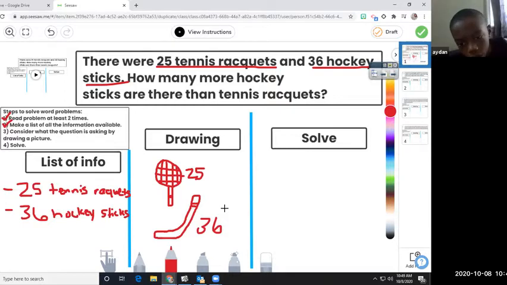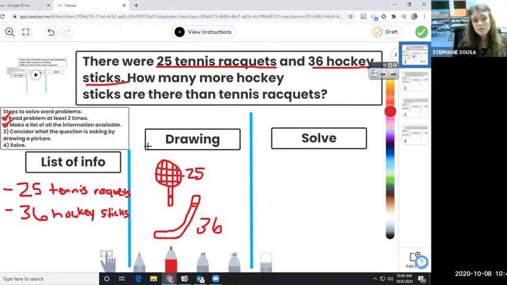And Miss Sophia, what is that? What does that say on the side of the 25? Tennis rackets. It's the same information from our problem right here. Tennis rackets. Okay.